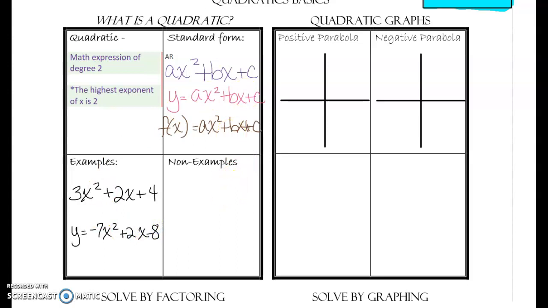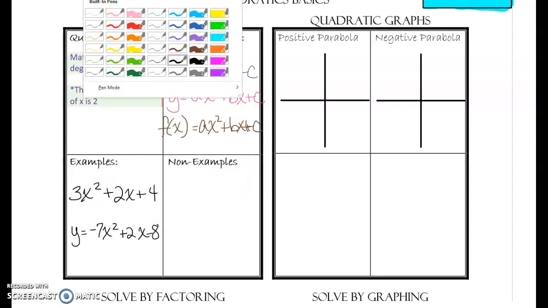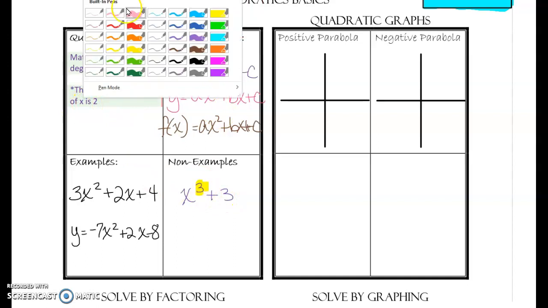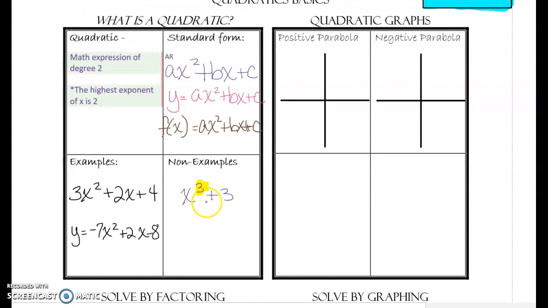Okay. So if I give you an example, I want to give you a non-example. So a non-example would be x to the third power plus 3. What makes that a non-example is this third power. The highest exponent of x is not a 2, it's a 3. That's what makes it a non-example. It means it's not a quadratic. Then 3x minus 4 would also be a non-example because the highest power of x is a 1. Remember, there's a 1 there, even though it's not written.